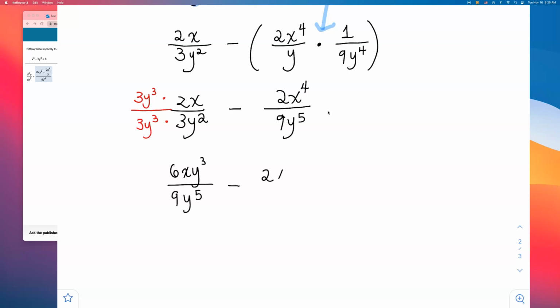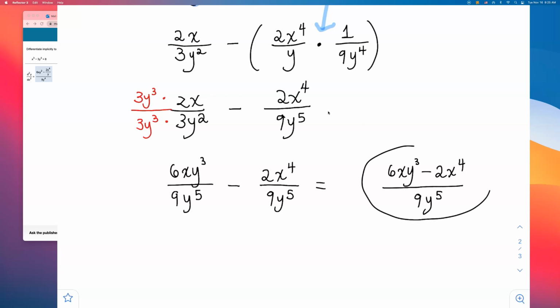And now they have a common denominator. They have a common denominator. So I can write this as 6x times y to the third minus 2x to the fourth all over 9y to the fifth.